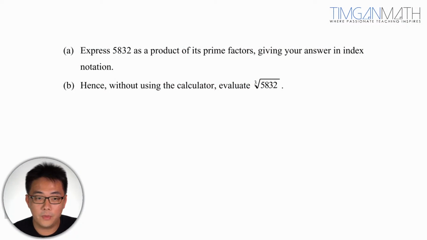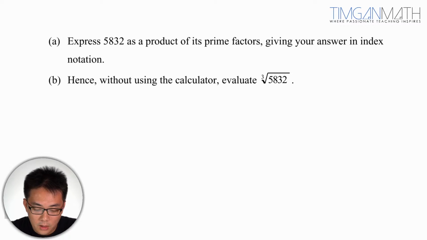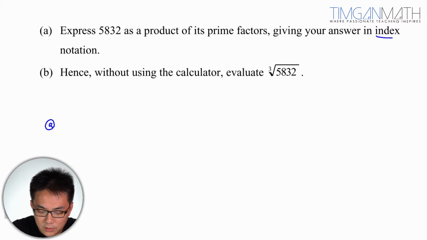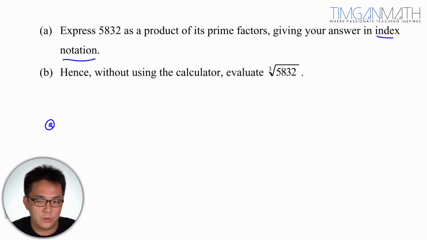Alright, so let's look at this question here, which is on the application of prime factorization. For A, you're told to express 5832 as a product of its prime factors. I think that's pretty okay. You could just use your calculator. Let me just explain prime factorization in index notation. Just leave it in index notation, which is what we did just now.